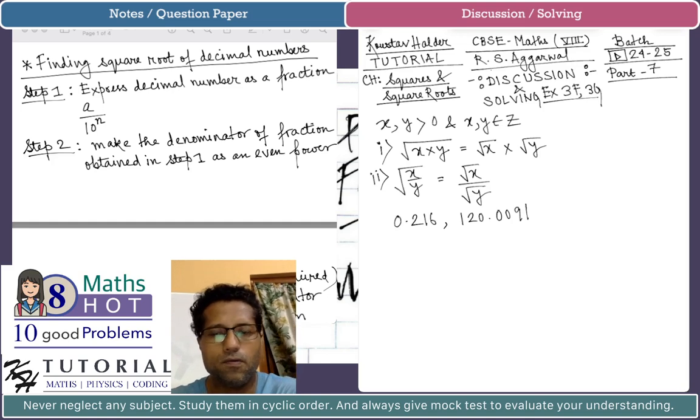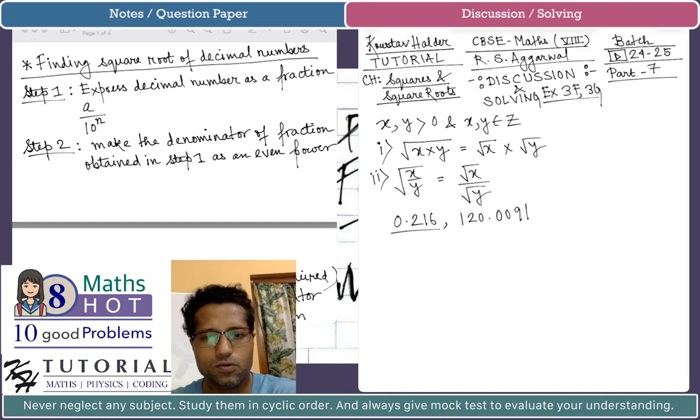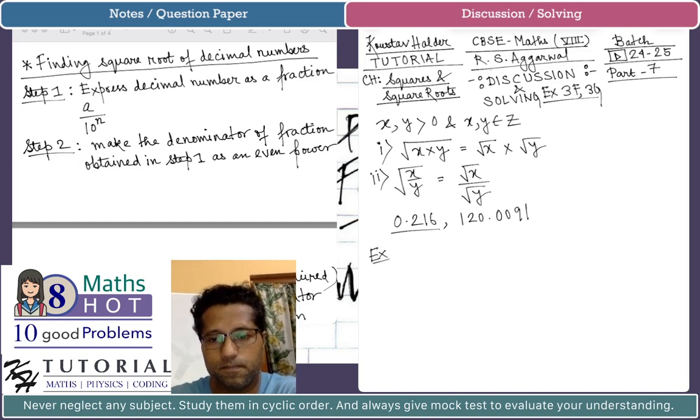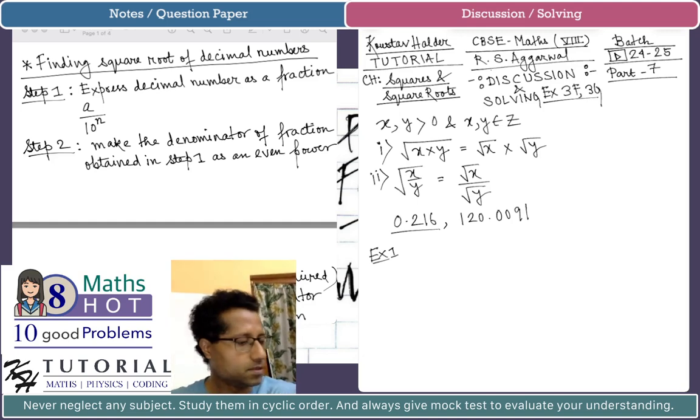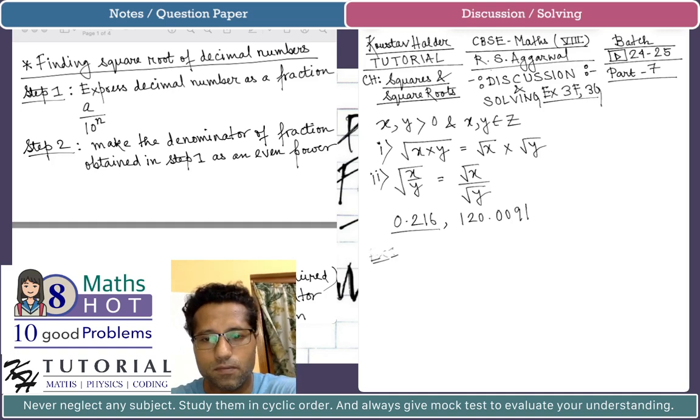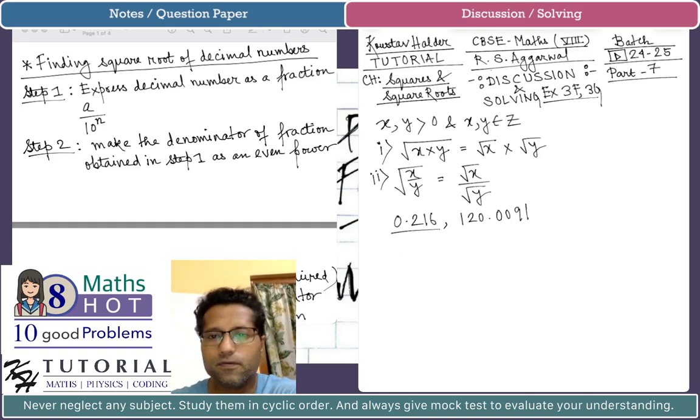Okay, now first let's take the example of this one. Let's say I want to find the square root of 0.216. Okay, so this is one example. No, okay, let's do one thing. I will straight away solve the problems from exercise 3F.